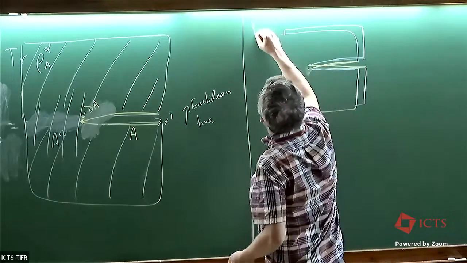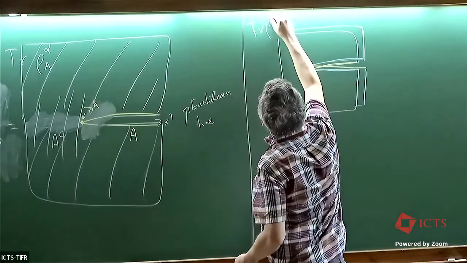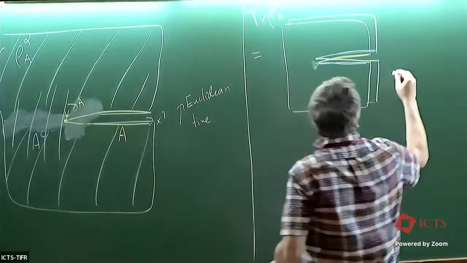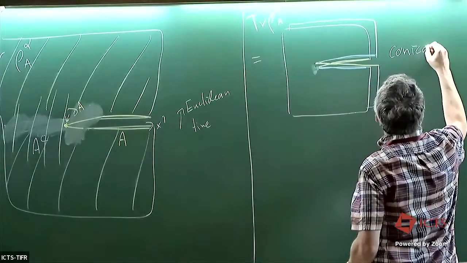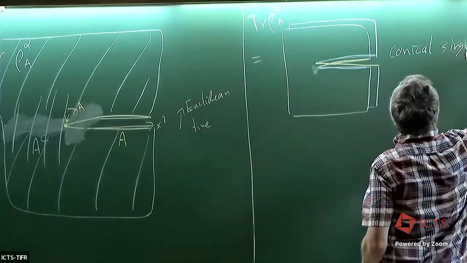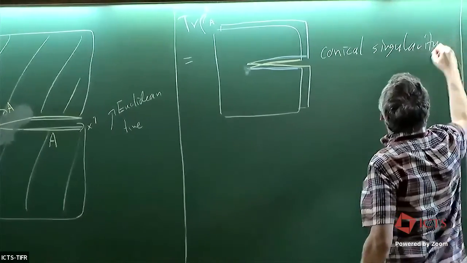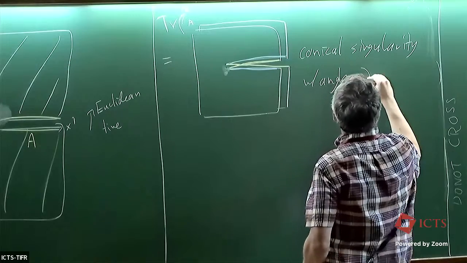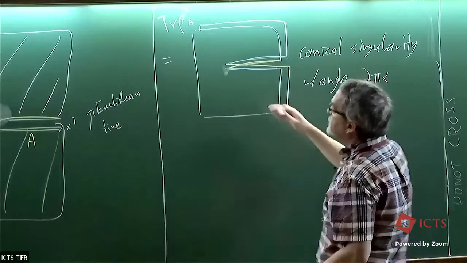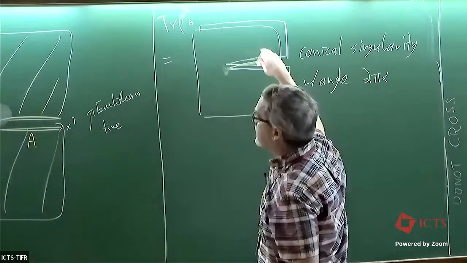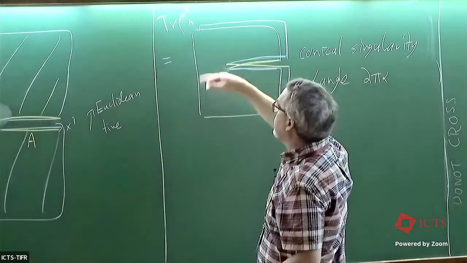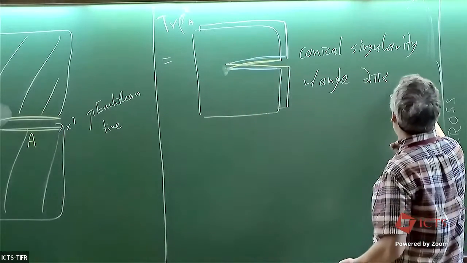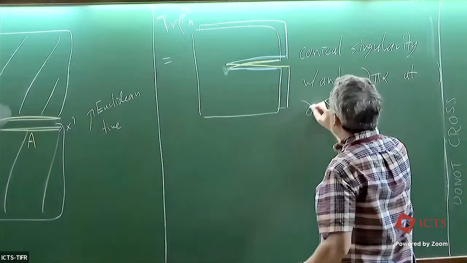So this is, for example, trace rho A squared is given by this. So this has a conical singularity with angle 2 pi alpha. So this case was alpha equals 2. But you can see that if I did the 3-sheeted thing, I would get 6 pi and so on at the entangling surface.